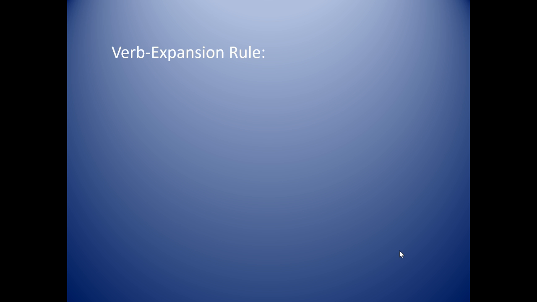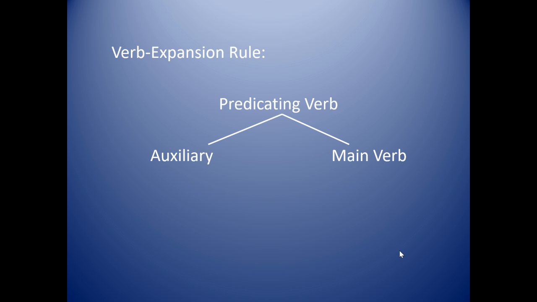So today we're going to take a look at how the verb expansion rule can deconstruct verbs and also reconstruct verbs. So we take a predicating verb, a verb which creates an action that creates some kind of direct object. And a predicating verb typically has two parts. It has an auxiliary and a main verb. Now, it doesn't have to have an auxiliary, but typically it has some kind of auxiliary and then its main verb. And then the auxiliary is broken down into further parts.